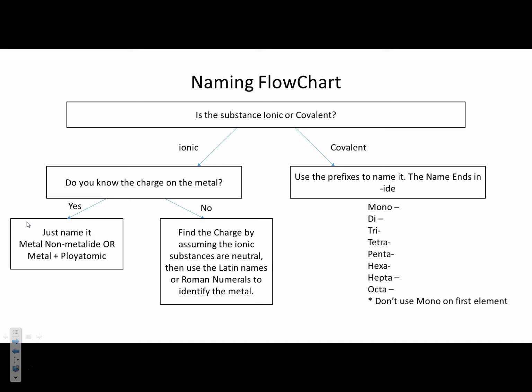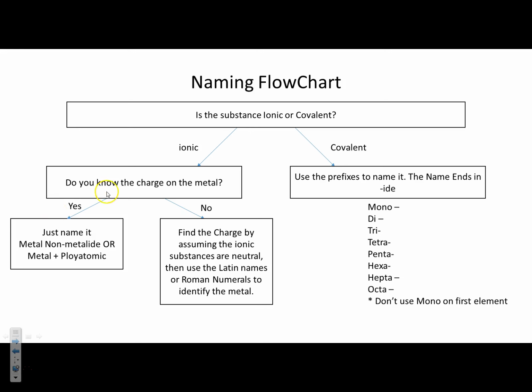I should mention here that ammonium, NH4, is a positively charged ion, and it's not a metal. It's the only thing we're going to encounter here where there's a polyatomic that's positively charged. Basically, it takes the place of the metal in the substance. So if it's got NH4 on the front of it, it's actually ionic, and we're going to name it ammonium and then either the nonmetal-ide at the end or ammonium and then the polyatomic at the end.